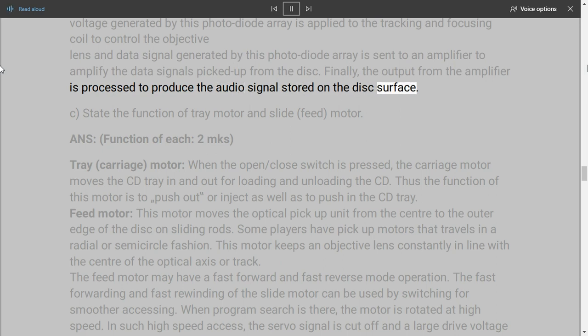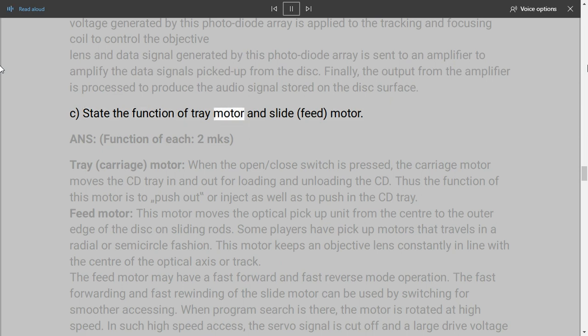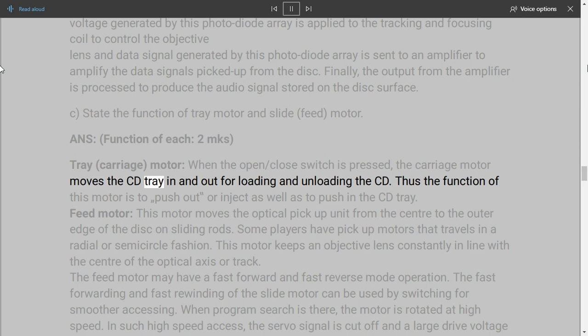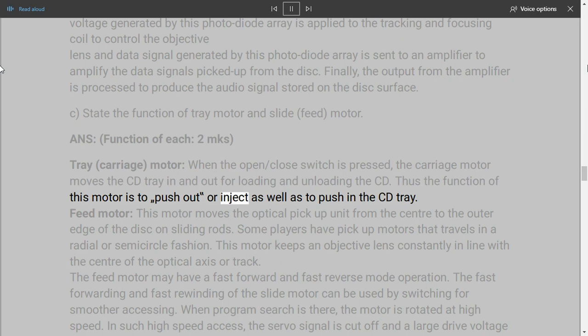C. State the function of tray motor and slide, feed, motor. Answer: function of each, 2 marks. Tray, carriage, motor. When the open/close switch is pressed, the carriage motor moves the CD tray in and out for loading and unloading the CD. Thus the function of this motor is to push out or eject as well as to push in the CD tray.